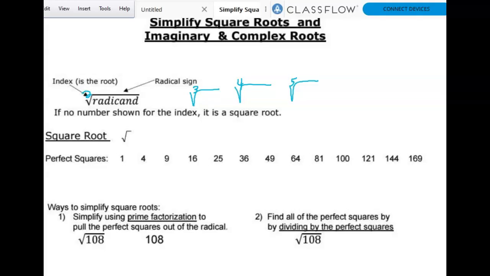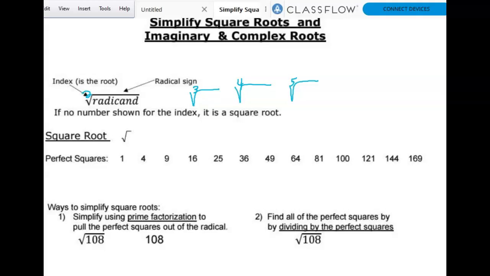And the square root uses perfect squares. A perfect square, when we factored, is a number times itself. So what multiplies by itself to make 4? 2. And 9? 3.